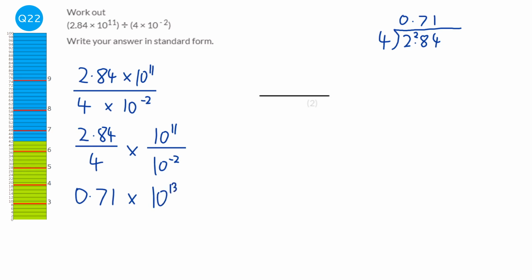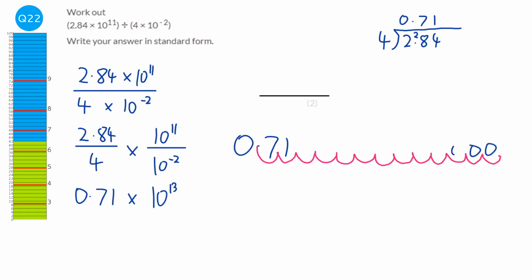Now we've got a bit of a problem here, because standard form must have a number between 1 and 10, and not including 10, at this position here, and this is obviously less than 1, so we need to convert this into standard form. So what we can do is just write the number out again. So I'm going to write this as an actual number. So it's 10 to the power of 13, so it'd be 1, 2, 3, 4, 5, 6, 7, 8, 9, 10, 11, 12, 13. Fill in the zeros.